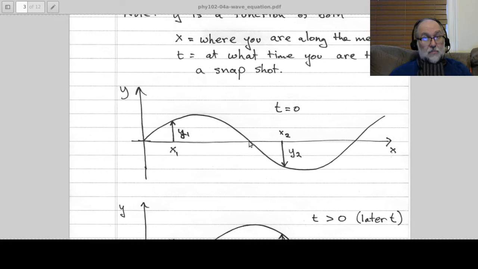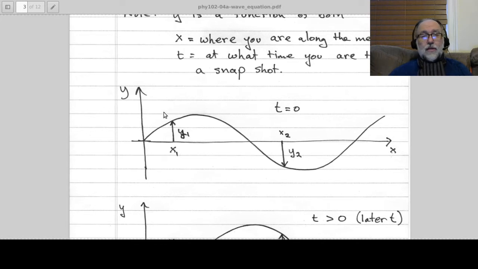Okay, because the displacement at a given time, say t equals 0, so we're just going to take a picture of this wave at t equals 0. So you're frozen at one point in time. If you're at x1, well, then you have a displacement y1. But if you're at a different x, x2, you've got a different displacement y2. So clearly, the displacement y from equilibrium depends on where you are along the medium, and we're going to call that x. So that's one of the things that y depends on. If you're at this x, you get this y. If you're at this other x, you get a different y. Okay, you can see there's a dependency on x by y.